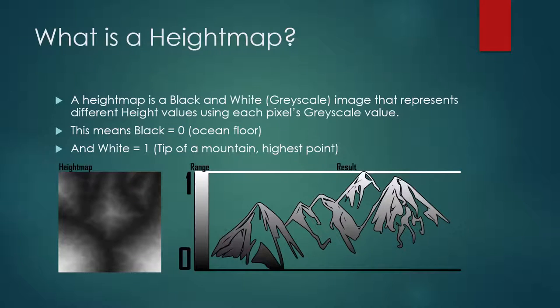All right. Terrains are driven by height maps. This is a really important concept to understand. I've tried to articulate it visually here. But ostensibly, a height map is a black and white or grayscale image, meaning it has no color, just tone changes, that represents different height values using each pixel's grayscale value. So let's imagine that black is zero, and that would be the bottom of the deepest ocean, and white would be the tip of a mountain.